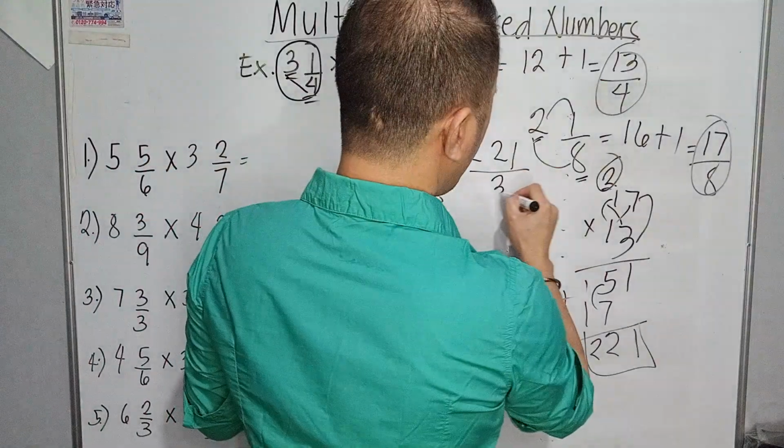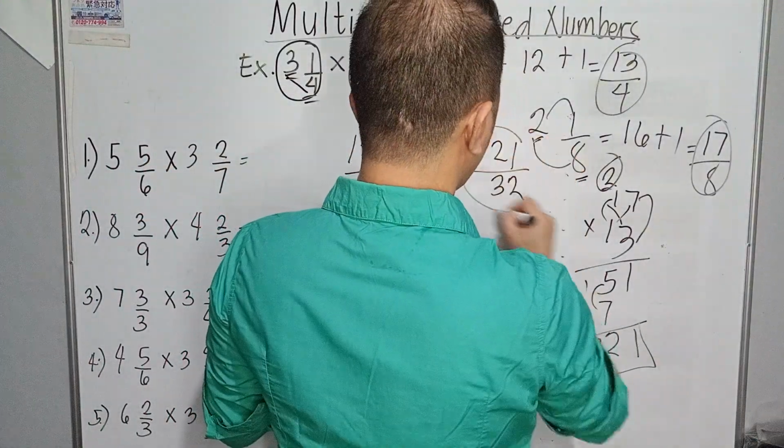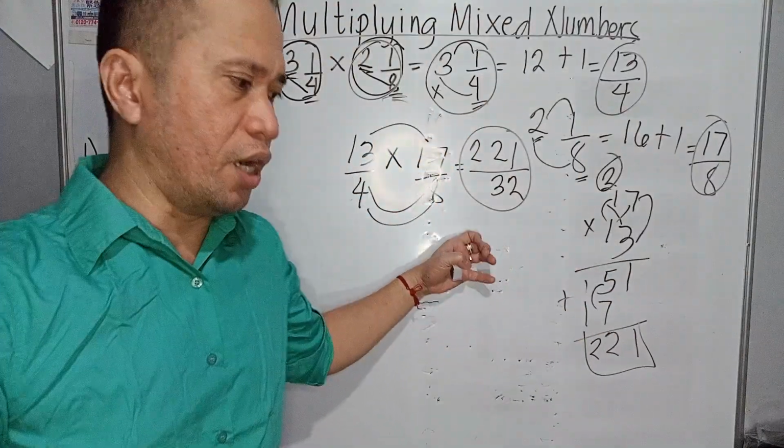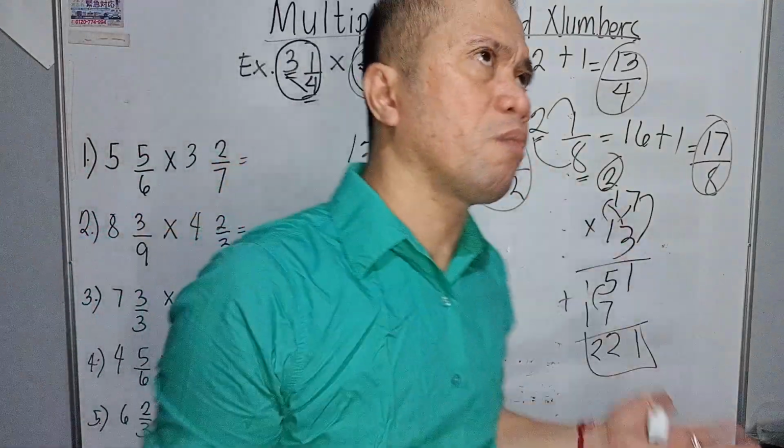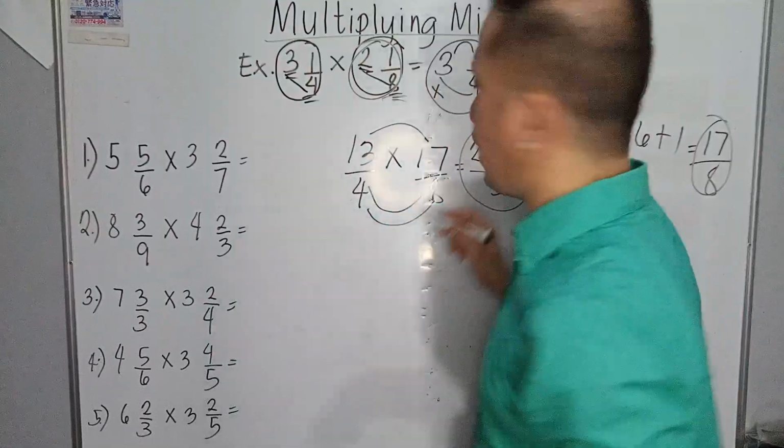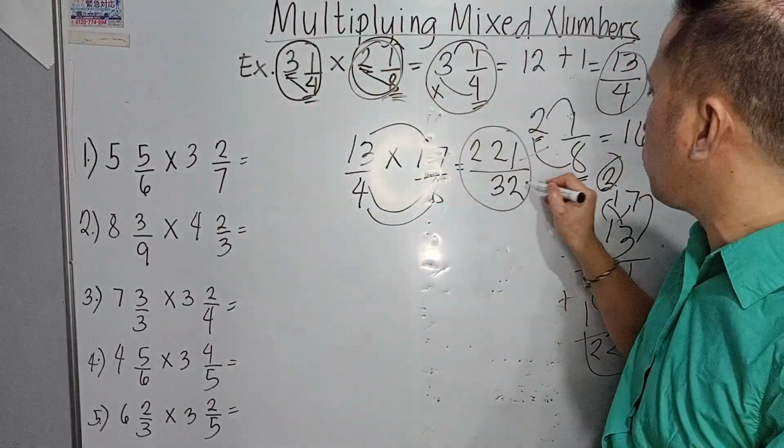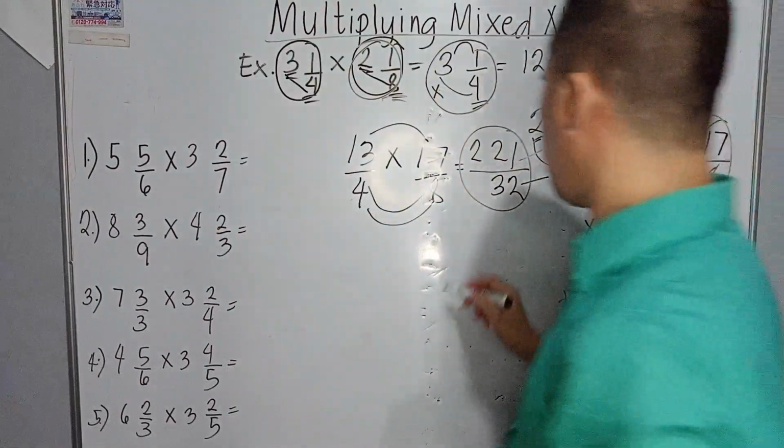Okay, next we're going to multiply 4 times 8. So we're going to write here 32, guys. Ram, is 32 final? No. We need to simplify it. How? We need to divide numerator by denominator. I'm going to show you guys.